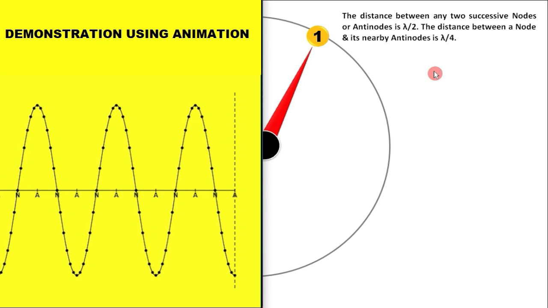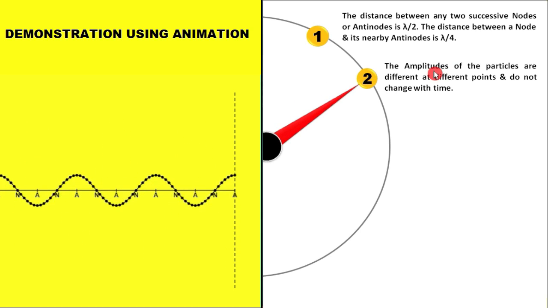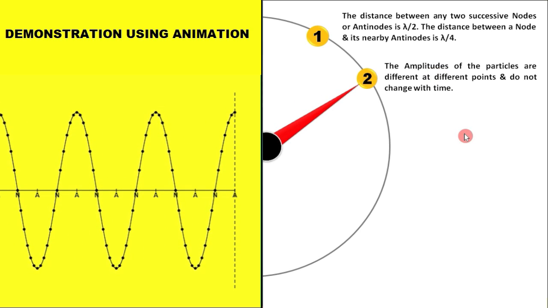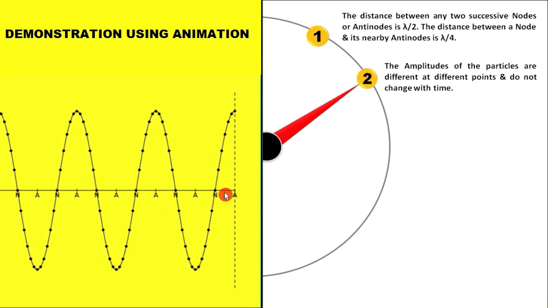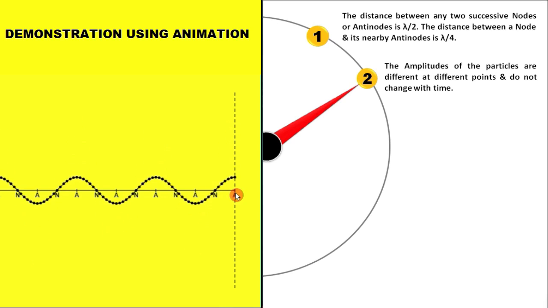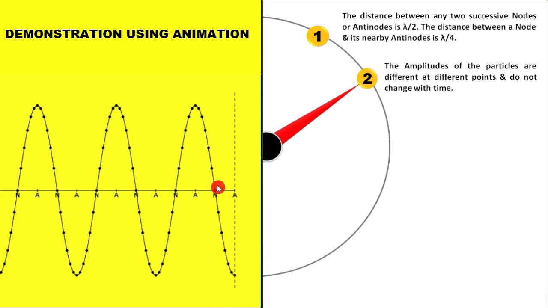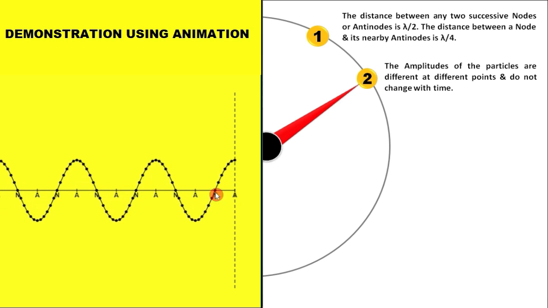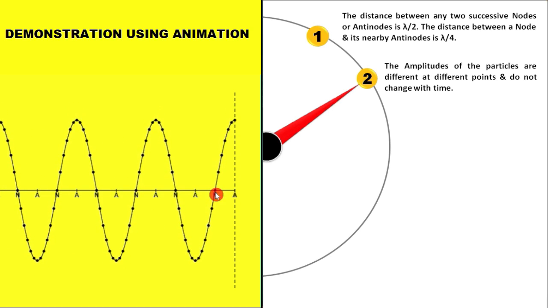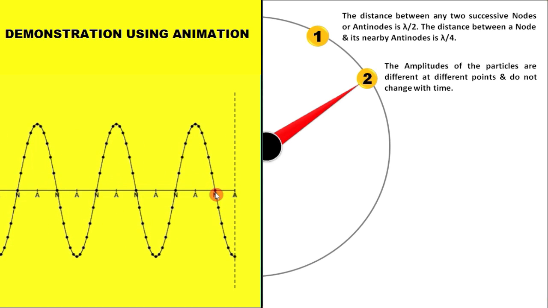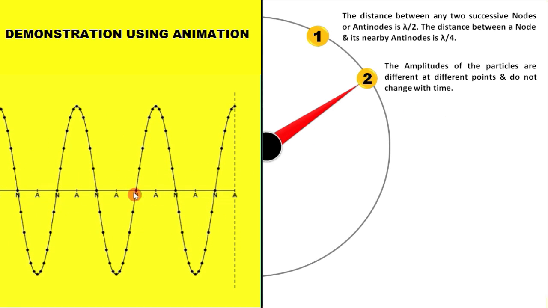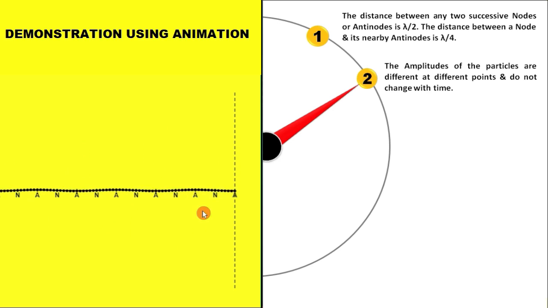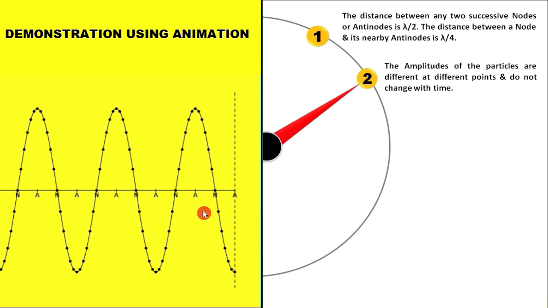The next point is this: the amplitudes of the particles are different at different points and do not change with time. Remember, you can verify it here also. Amplitudes are different at different points, and that does not change with time. At this point amplitude is maximum, it is going to decrease, decrease, decrease, and it becomes 0 here. And if it is 0, it will remain 0 as long as the wave exists there. It is not going to change. The amplitude is going to be constant, which is not happening in a progressive wave. In a progressive wave, each and every particle reaches the same maximum and the same minimum, maybe at different times, but at least they are going there.